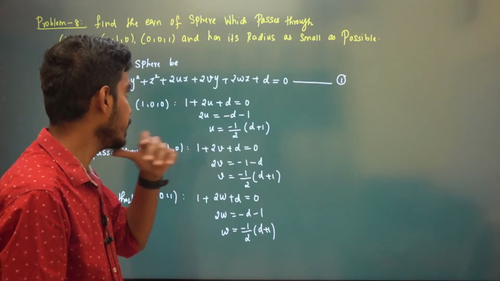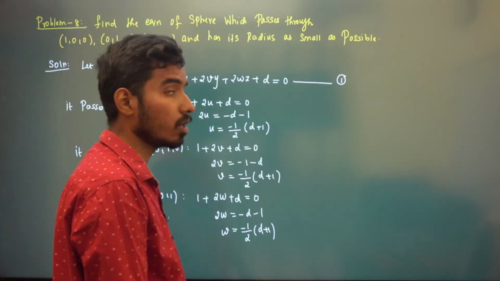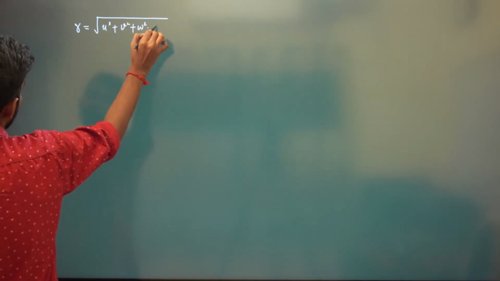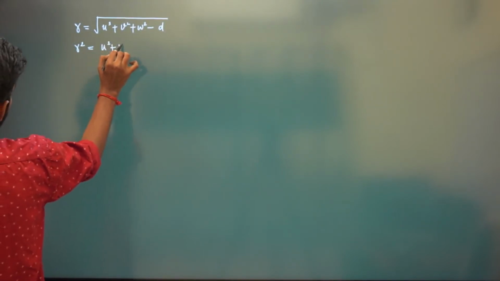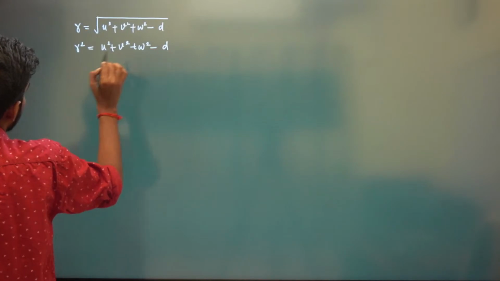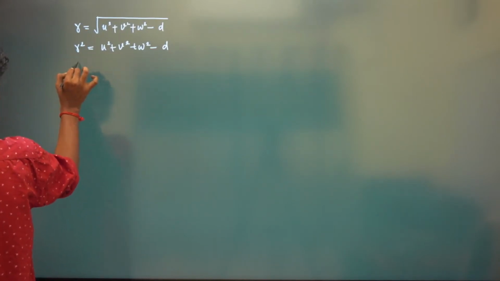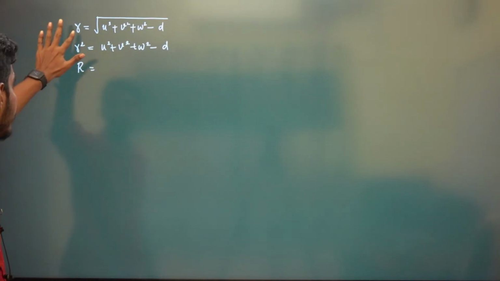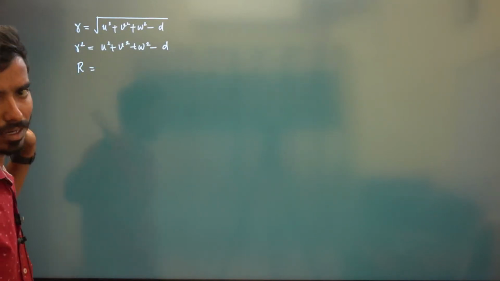But the concern here is the radius has to be as small as possible. So what is the radius? The radius is the root of u square plus v square plus w square minus d. This has to be as small as possible, right? Let us square this. So you will have r square equal to u square plus v square plus w square minus d. Let us keep this as capital R. If R is minimum, r square will be minimum, right? We need to minimize capital R.